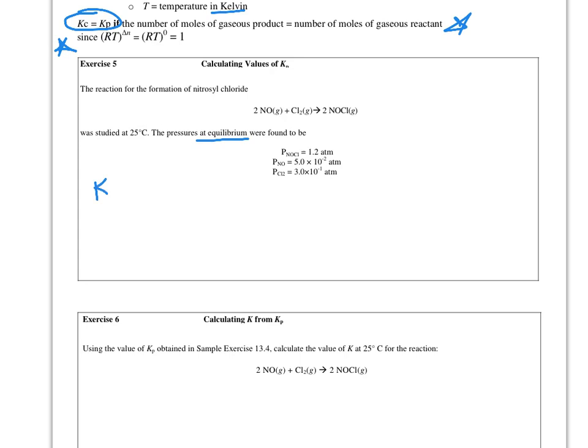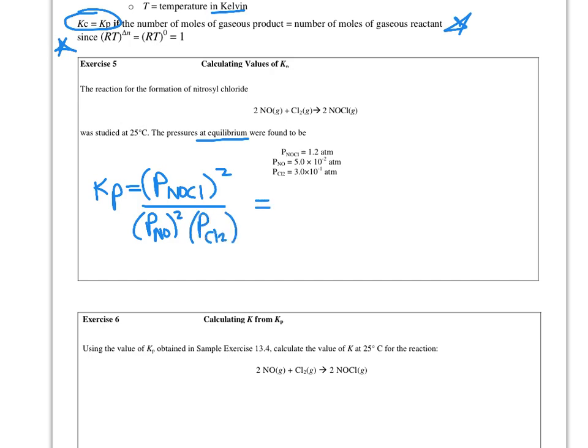So K, in this case pressure, so Kp equals, right? Let's see, Kp, we're going to plug in. It's going to be pressure of NOCl, and that's going to be squared, over pressure of NO squared times pressure of Cl2 to the first.